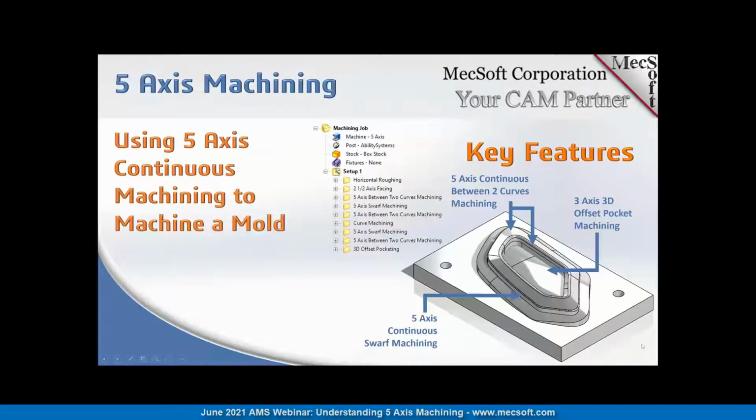And then also you can use 5-axis continuous machining to machine complex injection mold blocks, core molds, cavity molds. In this example, we have a core mold that we're using 5-axis continuous between 2 curves machining, 5-axis continuous swarf machining, and then also a 3-axis offset pocket machining. And then the machining job in the middle illustrates how the mold machining operations are set up.